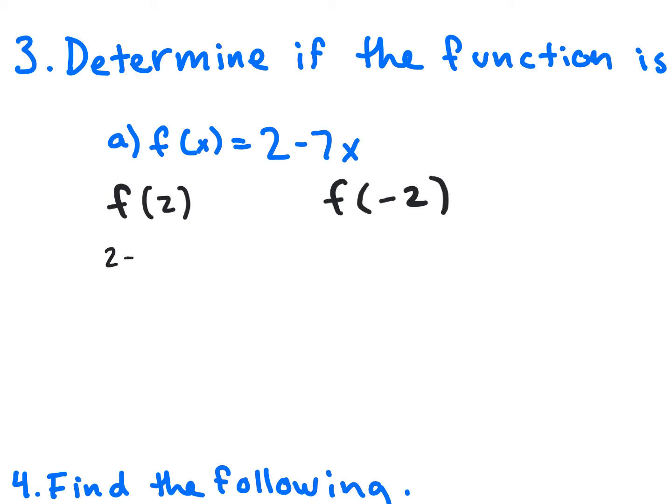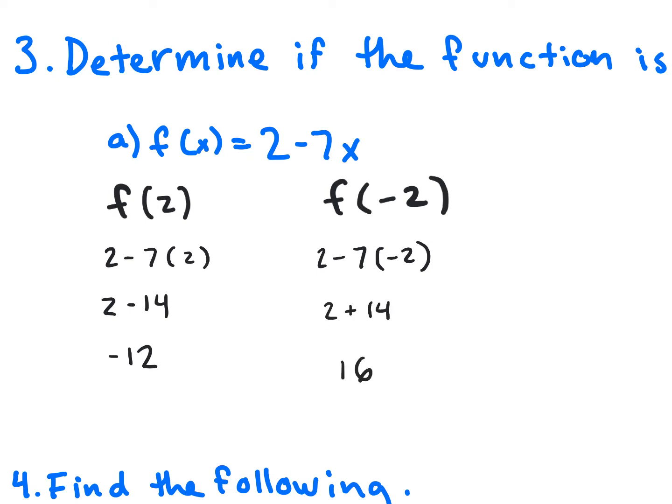So I have 2 minus 7 times 2, which would be 2 minus 14. 2 minus 14 is negative 12. So let's see if I get the same answer or opposite answers. Next I have 2 minus 7 times negative 2. What's negative 7 times negative 2? Positive 14. So 2 plus 14 is 16. So it's neither.